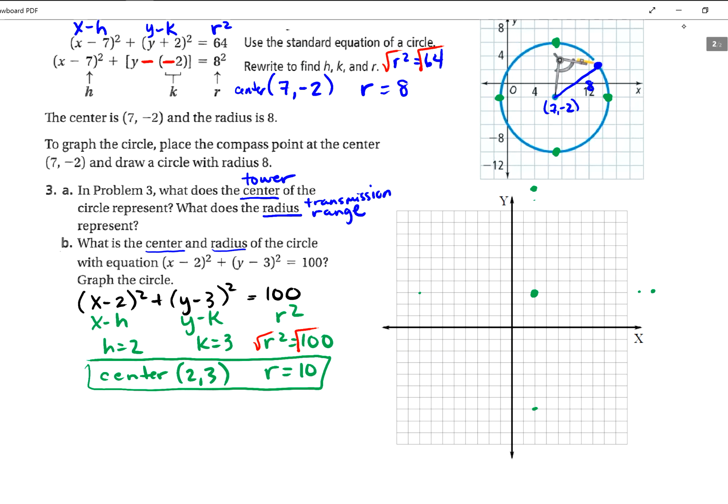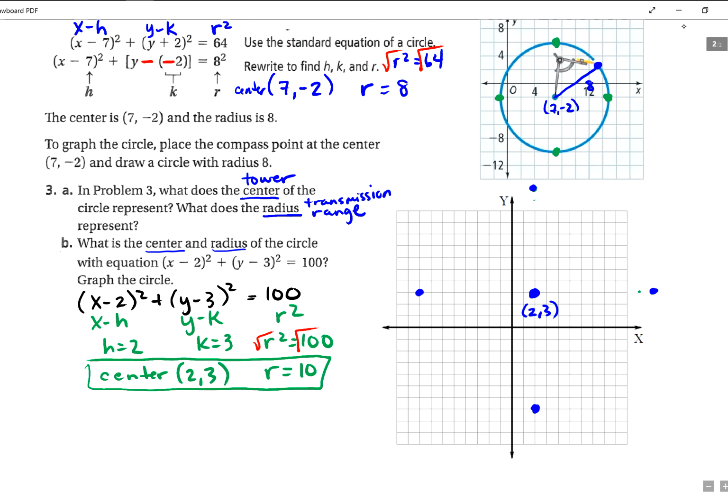And then we are told to graph this circle. So we come over to our coordinate plane, and we put our center here at (2, 3). And I don't have a nice neat compass, so I am going to count 10 in this direction. It goes a little bit off of my graph. 10 in this direction, 10 in this direction, and 10 in this direction.